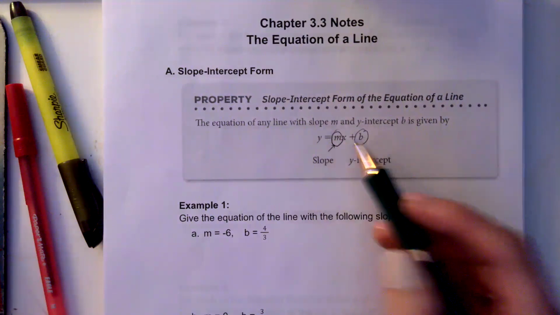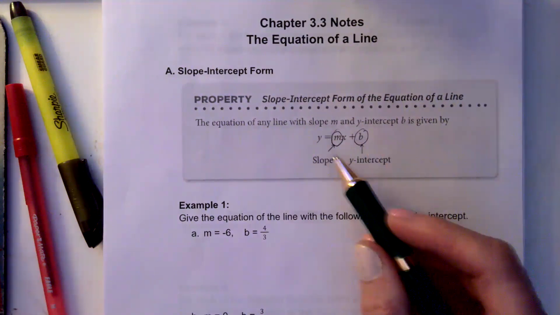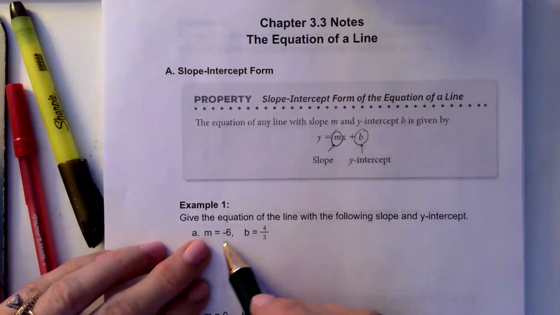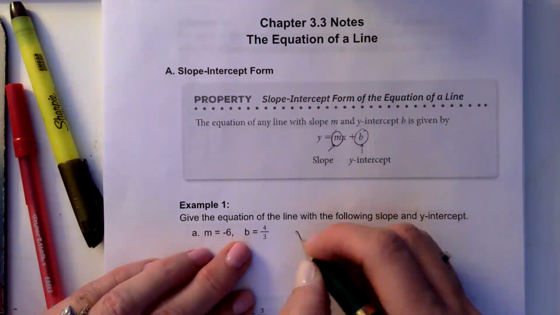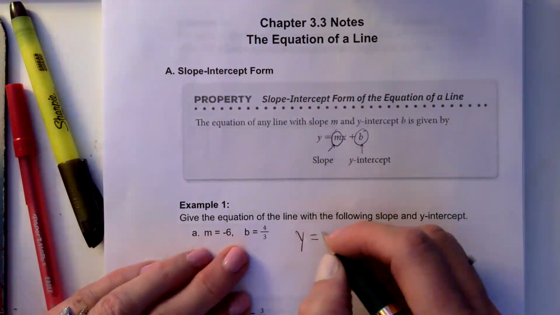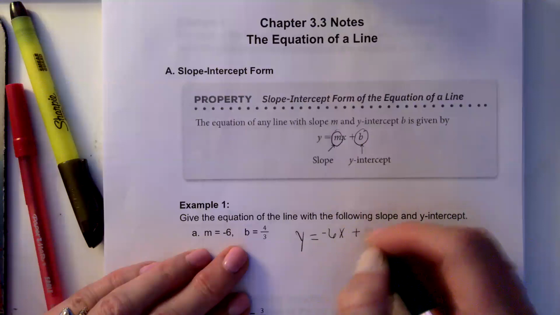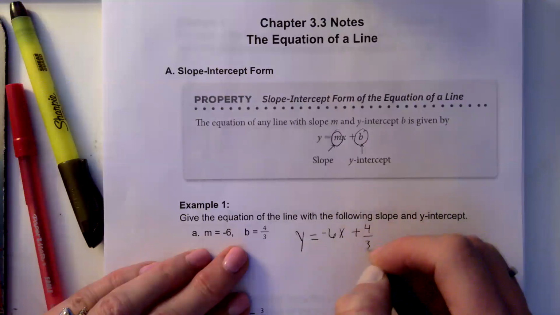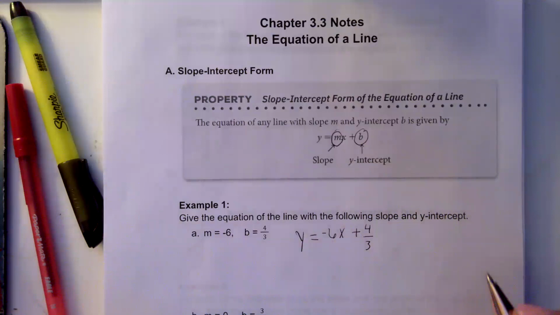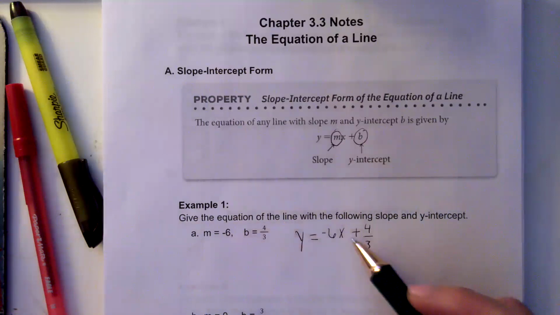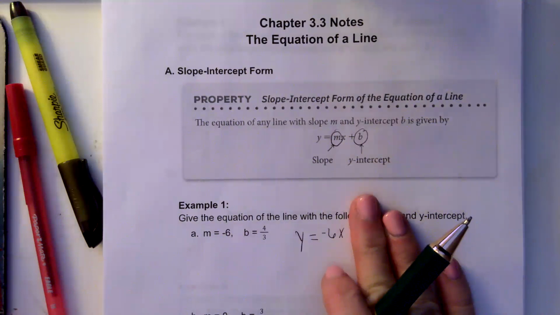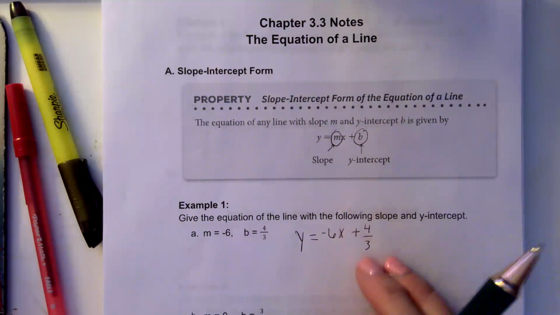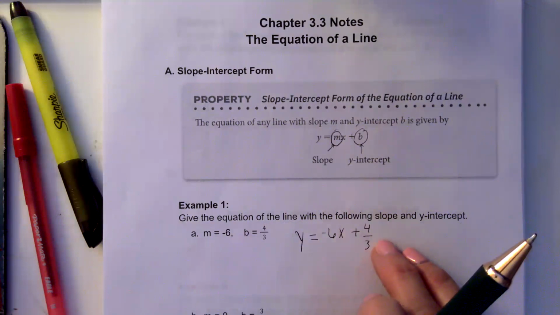When you've been given both items, you just need to write them in, put them into the puzzle. So we've been given the slope as -6, and we've been given the y-intercept as 4/3. So we can simply write that as y equals -6x plus 4/3. And if we go back to the ideas of graphing, this tells us that we have a basic graph at -6x that goes through the origin, and it's just shifted up by 4/3.